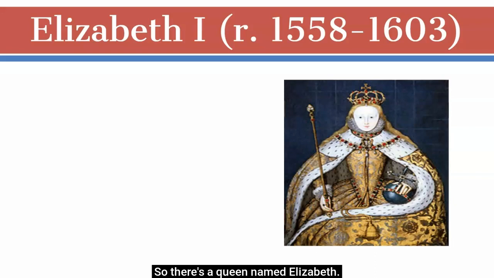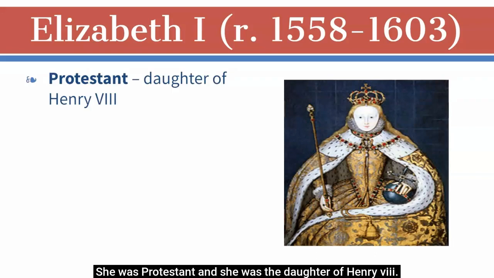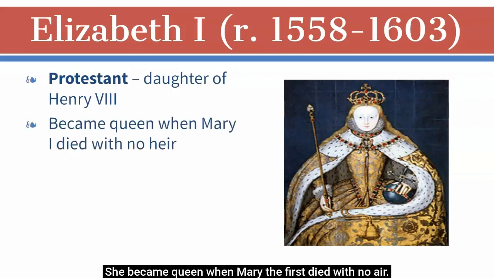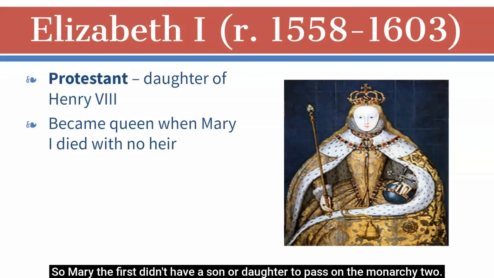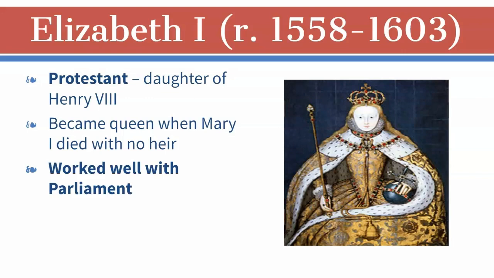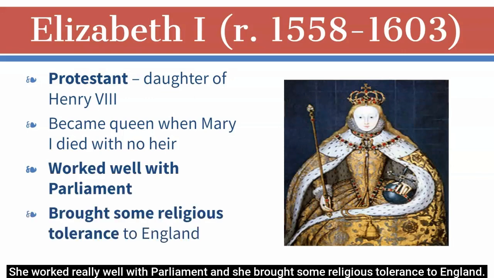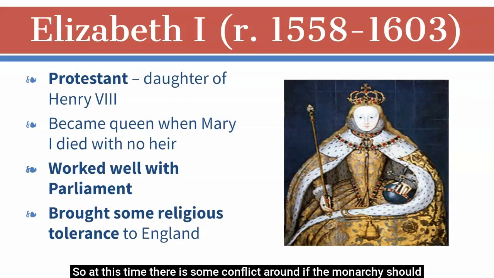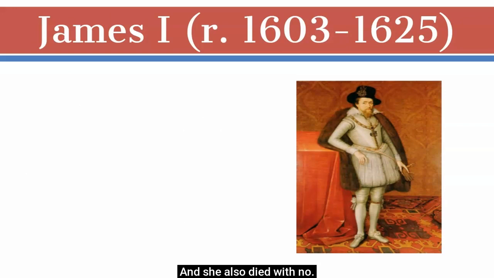There's a queen named Elizabeth I. She rules from 1558 to 1603. She was Protestant and she was the daughter of Henry VIII. She became queen when Mary I died with no heir. Mary I didn't have a son or daughter to pass on the monarchy to, so Elizabeth I was the next in line. She worked really well with Parliament and she brought some religious tolerance to England. At this time, there is some conflict around whether the monarchy should practice Catholicism or practice Anglicanism, which is a Protestant religion. And she also died with no heir.